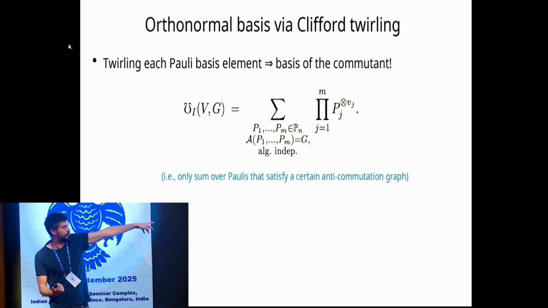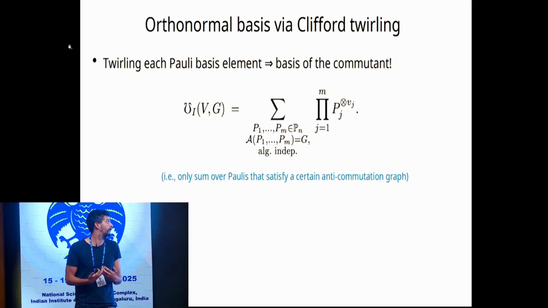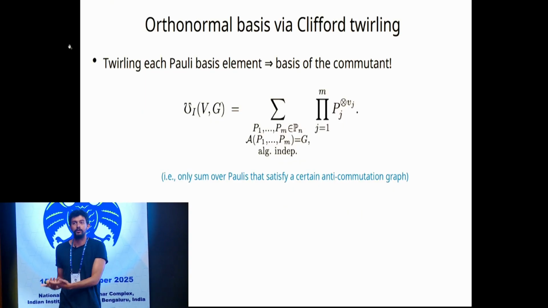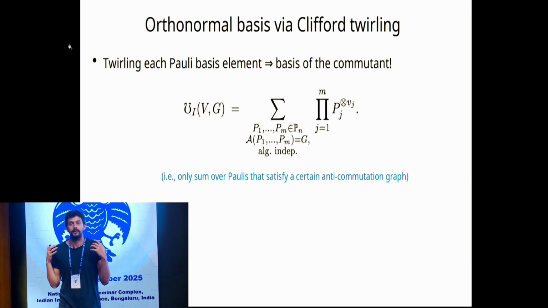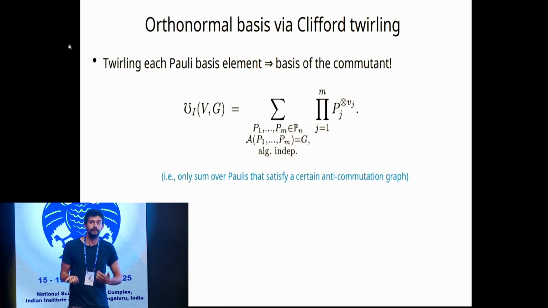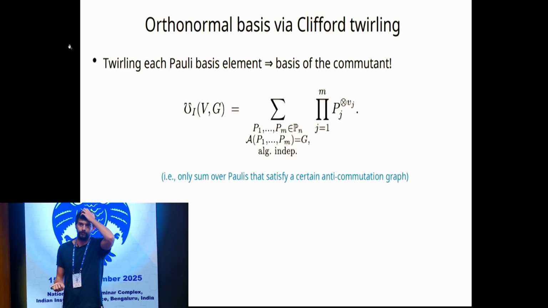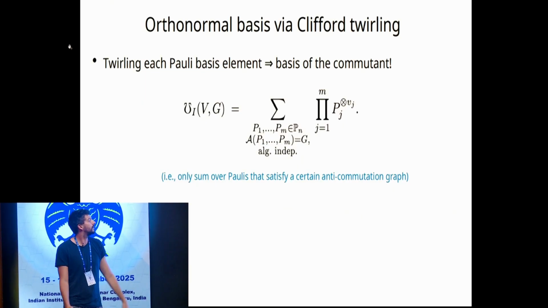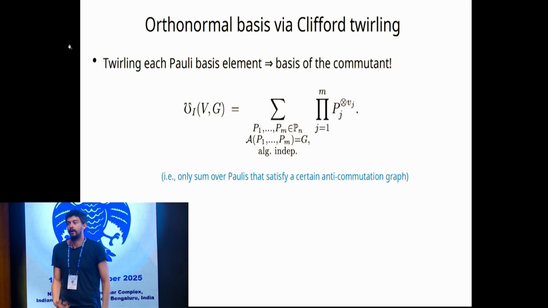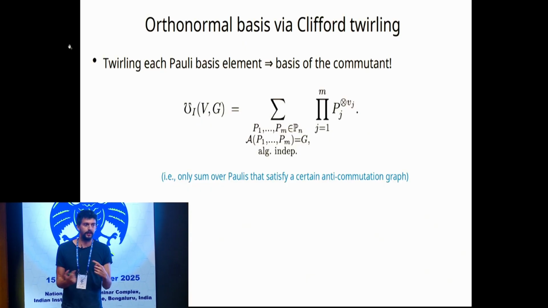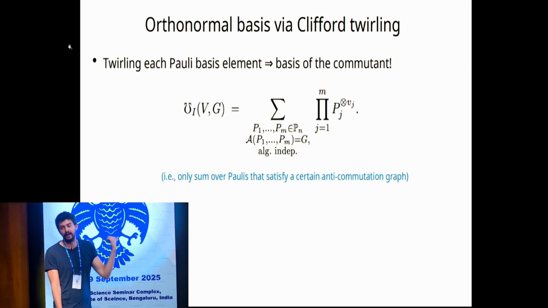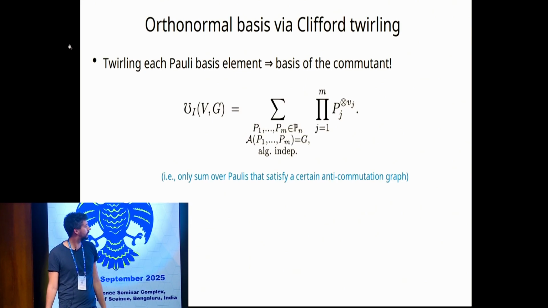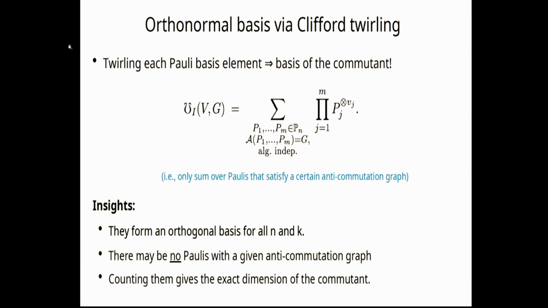So we have the Paulis P1 to Pm, and we ask for them to follow a certain anti-commutation graph. Since the anti-commutation relations are again preserved under Cliffords, these operators also form a basis of the commutant. And if we additionally restrict that the Paulis are algebraically independent, which for our purpose just means that they can't be products of each other, we get this basis, which has very nice properties. First of all, it is now fully orthogonal. Remember, the original basis was only approximately orthogonal, having a suppression in the Hilbert space dimension. Now they are fully orthogonal.